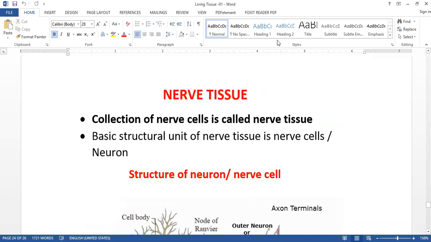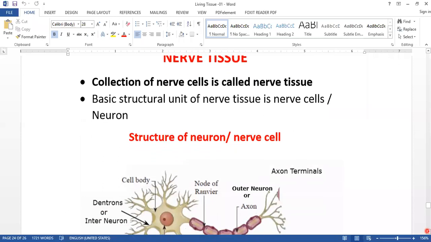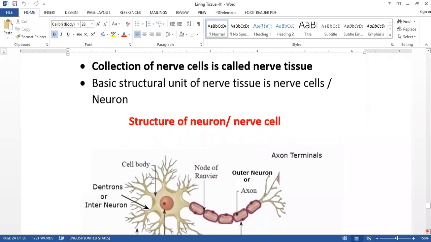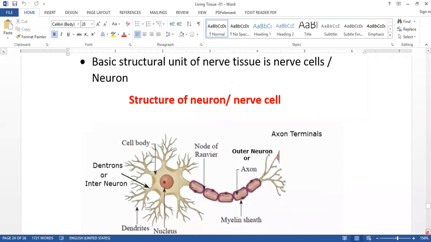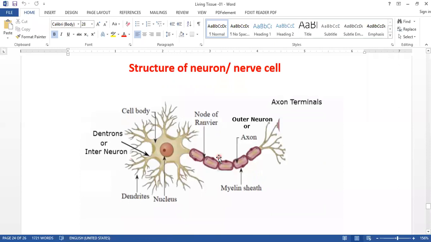Nervous tissue is the collection of nerve cells, and that is called simply the nerve tissue. The basic structural unit of nervous tissue is the nerve cell, and another term for that is neuron. If you look at this picture, this is the neuron or nerve cell.